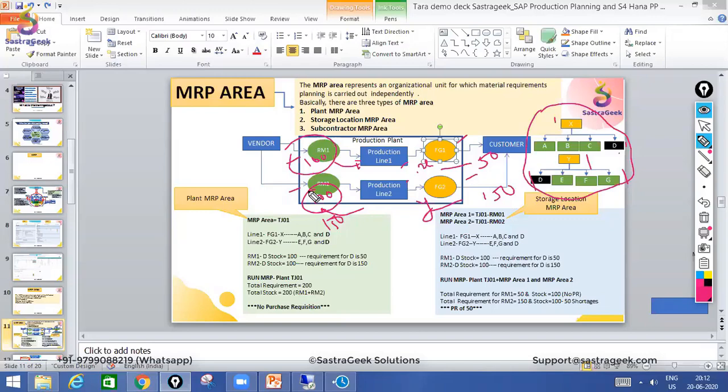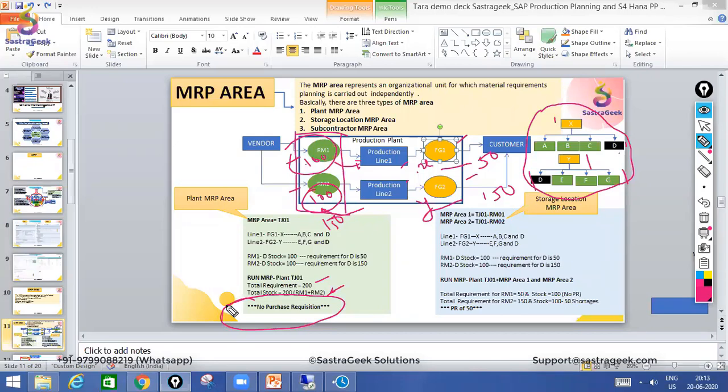But since we are running MRP at a plant level, the system checks the total stock for that raw material. So total stock is 100 plus 100, that means 200, right? And what is the total requirement? From the first line, the requirement is 50, and from the second line, the requirement is 150. That means the total is 200. So the system will do the net requirement calculation as per our MRP engine. So this is nothing but my plant MRP area.